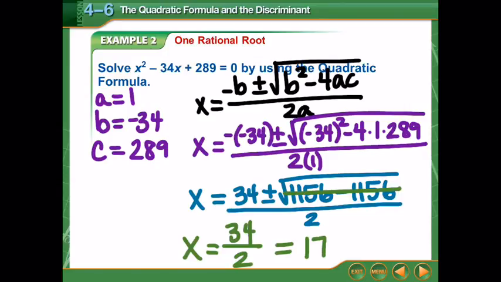So in this case, we just have one solution for this quadratic equation. What this means is this graph just goes down and touches 17 and either goes back up, or it's going up and touches 17 and goes back down. It just touches at that one point.